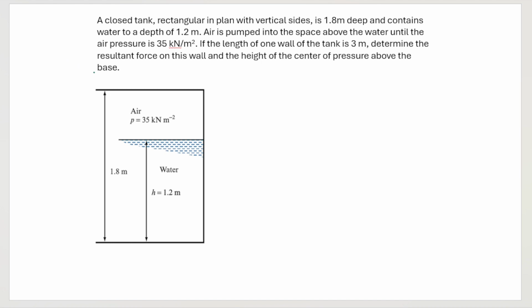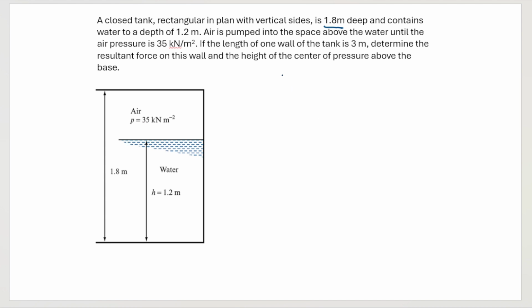So, let's first define the given in the problem. As stated in this illustration, we have the 1.8 meter deep tank, then the water inside it. It is stated that air is pumped into the space above the water until the air pressure is given as 35 kilonewton per square meter.